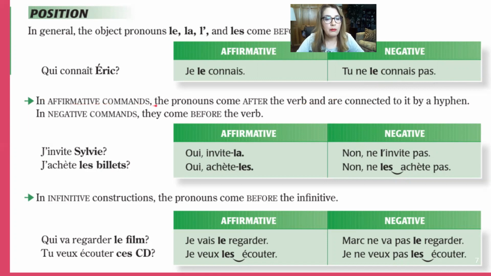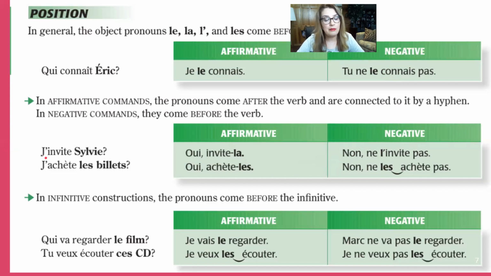In affirmative commands, the pronouns come after the verb and are connected to it by a hyphen, just like what we learned in the previous lesson for me, te, nous, and vous in the imperative form. We drop the subject pronoun and we use le, la, and les after the verb with a hyphen in the affirmative form, like this. But in the negative form, we place them before the verb without a hyphen, but still no subject pronoun because it's a command form.